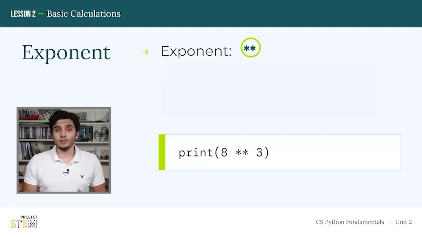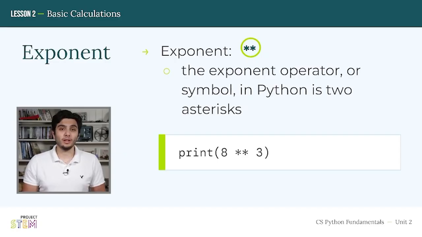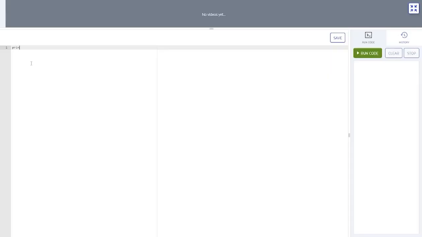Speaking of exponents, how do we do that in Python? The operator for exponents in Python is 2 asterisks. Let's try it out. We'll start with a print command, and I'm going to enter 4 to the power of 2, or 4 squared, which should be 16. When we run it, we get 16. Some other programming languages have different ways to do exponents, but I find Python's exponent operator one of the easiest.